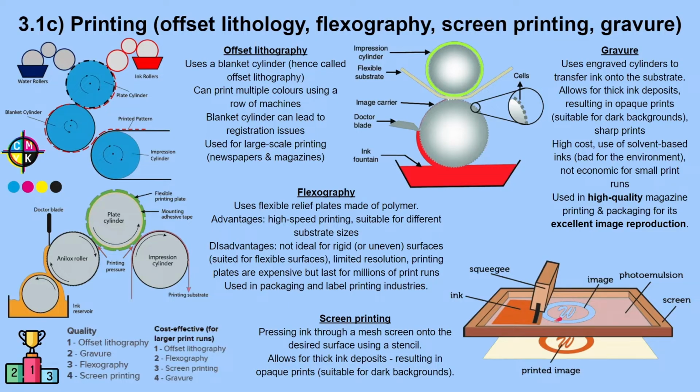So when you put ink on top and you squeegee the ink through, only some ink goes through, and that is what creates the image on the substrate. So you have a screen, a squeegee, ink, the image, and the photo emulsion. Basically, pressing ink through a mesh screen onto the surface using a stencil. So this screen here is a stencil. It also allows for thick ink deposits, allowing sort of opaque prints, and it's often used on t-shirts.